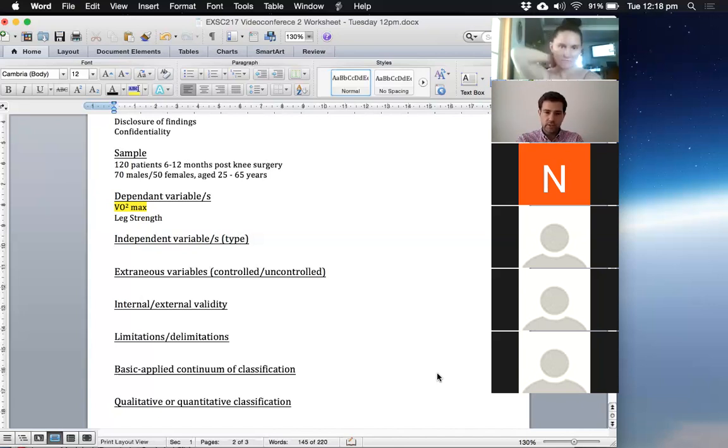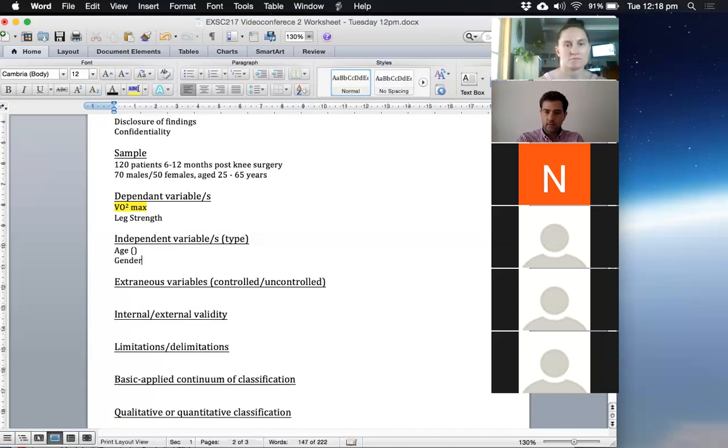Yeah, Rod's got age. Rod and Jess have both got age on the chat, which is great. Gender, excellent. Now both of these are active or attribute independent variables? Attribute.